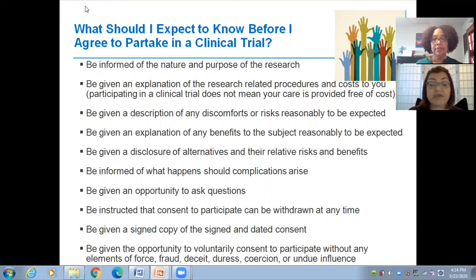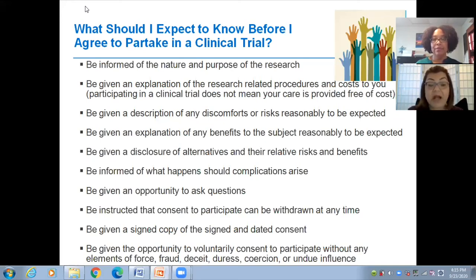You'll be given a description of any discomforts or risks that you can expect, an explanation of benefits to you, and disclosure of alternatives, with their risks and benefits. You'll be informed of what can happen, meaning what complications can arise and what we can do about it. You'll be given an opportunity to ask questions, and we encourage you to ask questions. You'll be instructed that consent to participate can be withdrawn at any time.